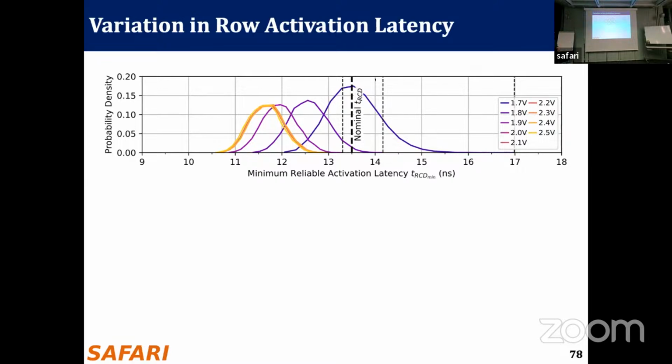And okay, so this is a probability density function that shows the minimum reliable row activation latency across all our iterations in the Monte Carlo analysis. And different curves correspond to different wordline voltage levels. So the leftmost yellow one is for 2.5 volts, which is the nominal voltage. And as we go right, you can see that the voltage decreases. As the voltage decreases, the distribution goes from left to right. So the activation process takes longer.